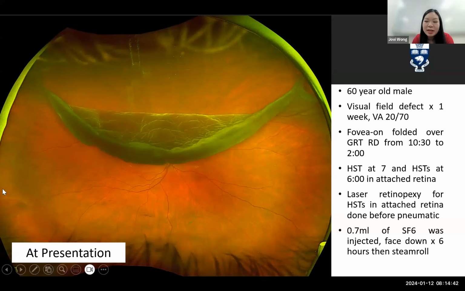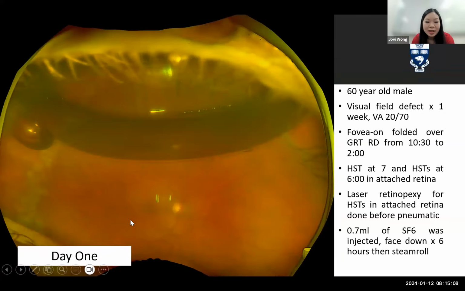And so laser retinopexy was applied to those attached retinal tears first before the pneumatic, and 0.7 mils of SF6 was injected. The patient was asked to position face down for 6 hours and then steamroll, which is a method where the patient gradually elevates their head until they reach the final head positioning. And so you see in this remarkable Optos photo the extent of the giant tear and the fact that it's folding over. So here's day one.